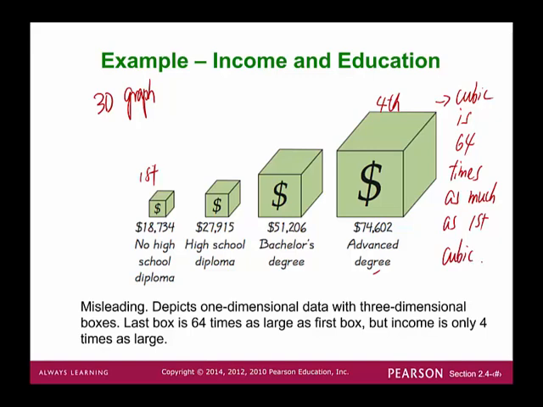However, if you look at the reality, $74,602 is only 4 times as much as $18,734. So definitely this is a misrepresentation. So this graph is also misleading. If you're using 3-dimensional boxes, the chances are you are basically trying to create a misleading graph. It doesn't actually represent the actual difference between all these different education levels compared to their income level.